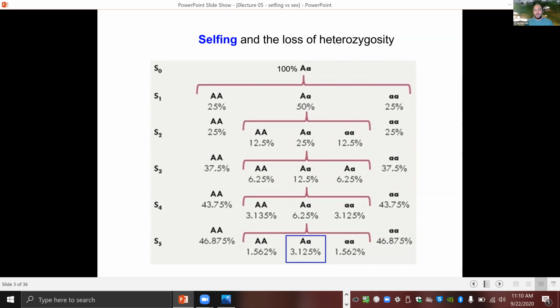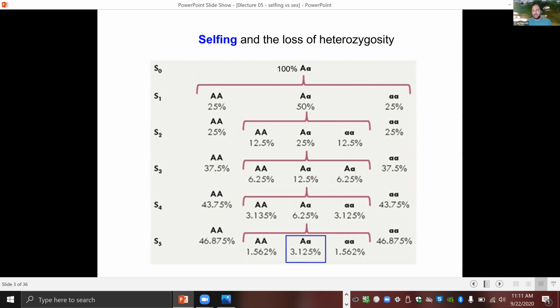And so what you keep doing every generation is you end up losing heterozygotes, because you can't have this homozygote crossing with this homozygote, for example. And so in 1, 2, 3, 4, 5 generations, you go from having all heterozygotes to just about 3% heterozygotes. So that's a very quick loss of heterozygosity. Okay, and this is especially true in inbreeding or selfing populations.